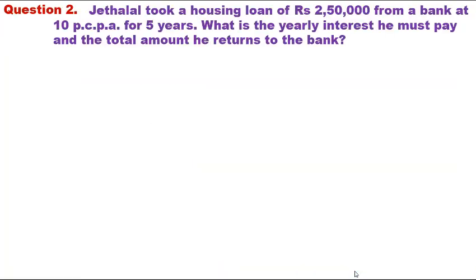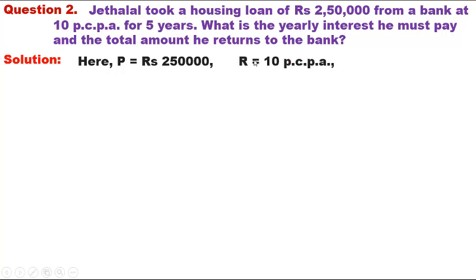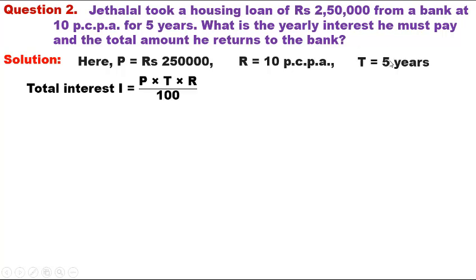Question second. Jethalal took a housing loan of 2,50,000 from a bank at 10% per annum for 5 years. What is the yearly interest he must pay and the total amount he returned to the bank? Solution. Here principal is equal to 2,50,000. Rate of interest is equal to 10% per annum. T is equal to 5 years.